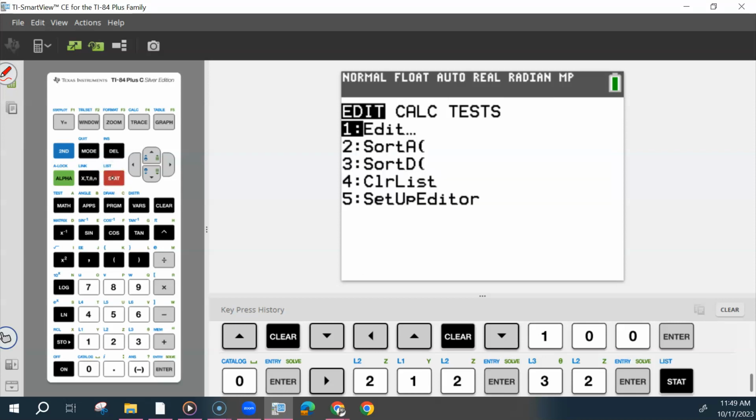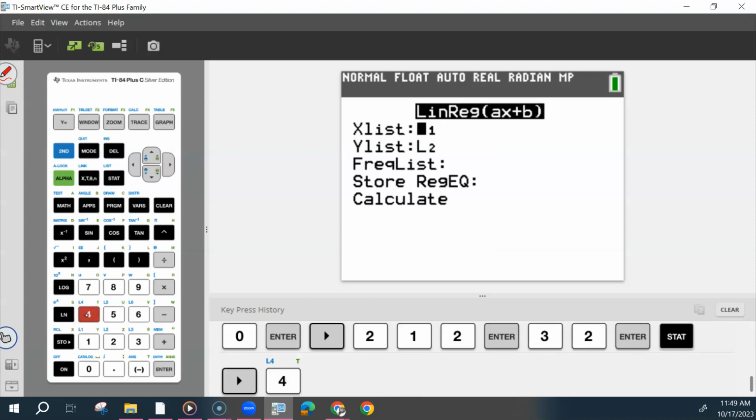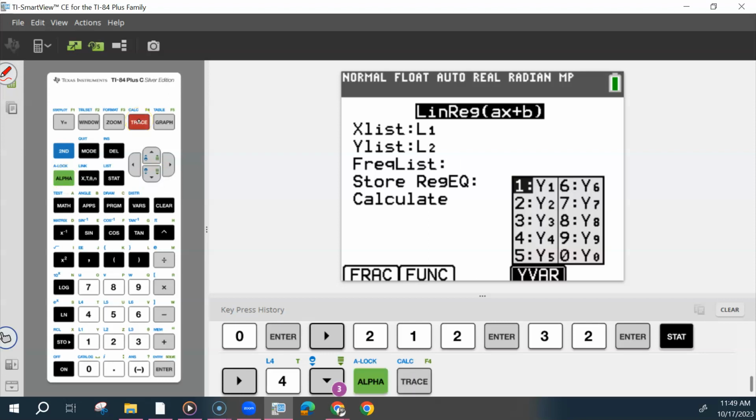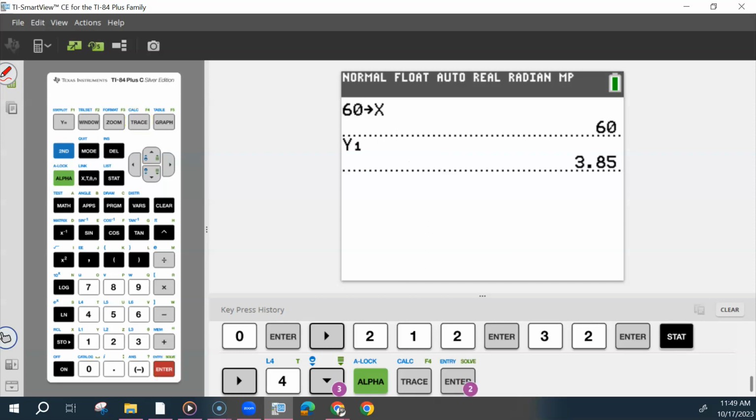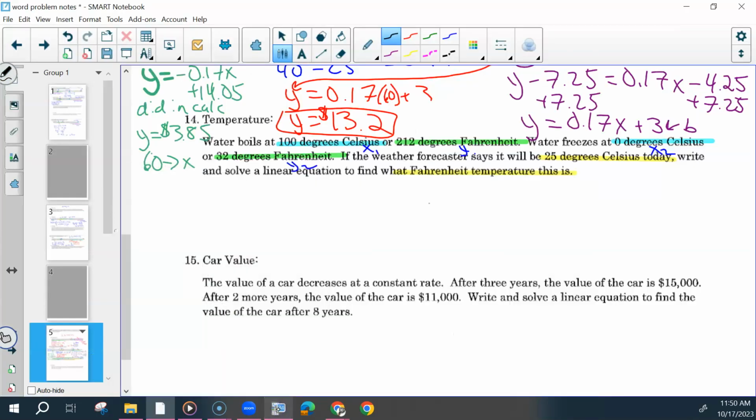Scroll over to calculate. Number 4. Scroll down to store regression equation. Hit alpha trace. Enter 3 times. So we have our equation. Y equals 1.8x plus 32. And our work did in the calculator.